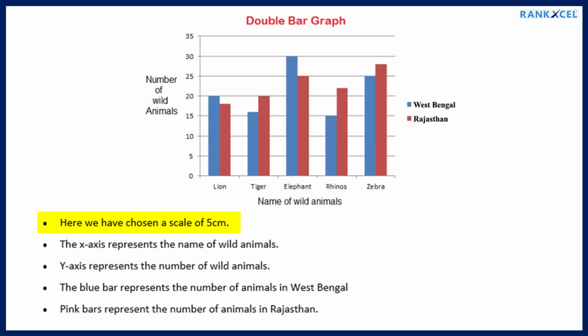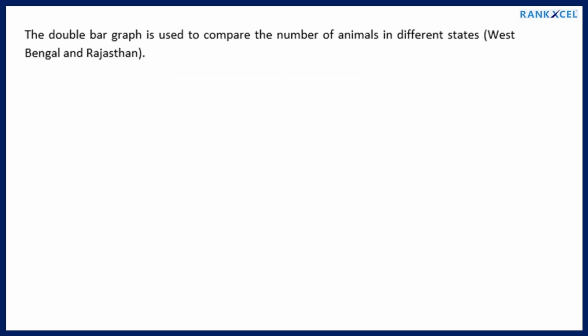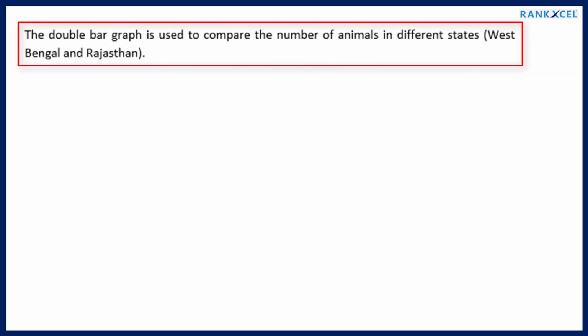Here we have chosen a scale of 5 centimeters. The x-axis represents the name of wild animals. Y-axis represents the number of wild animals. The blue bar represents the number of animals in West Bengal. Pink bars represent the number of animals in Rajasthan. The double bar graph is used to compare the number of animals in different states, West Bengal and Rajasthan.